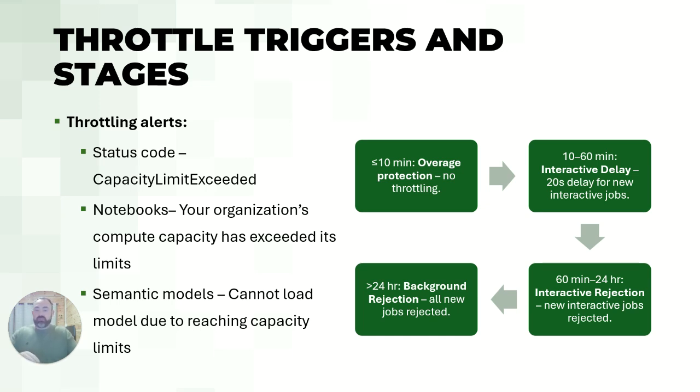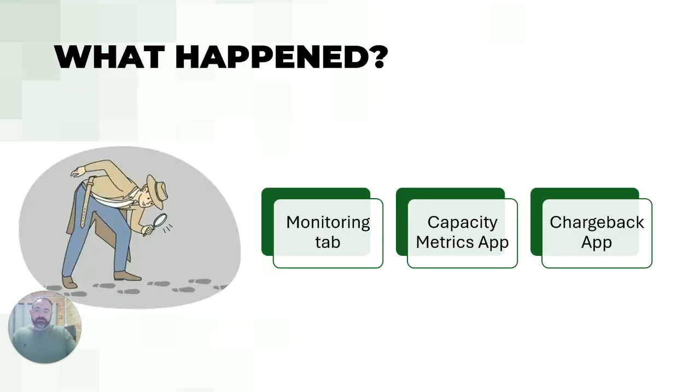So you'll have your currently running background jobs, so your pipelines will still be running, but all new requests, anything that's scheduled, will start to get rejected. So at this point, we need to start getting our detective hats on and figuring out what has happened. And we've got 3 products that we can use to figure this out.